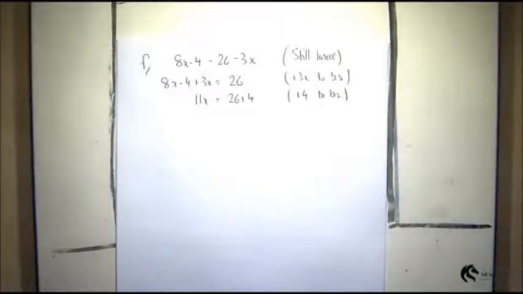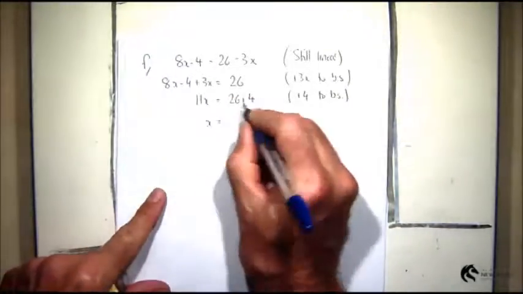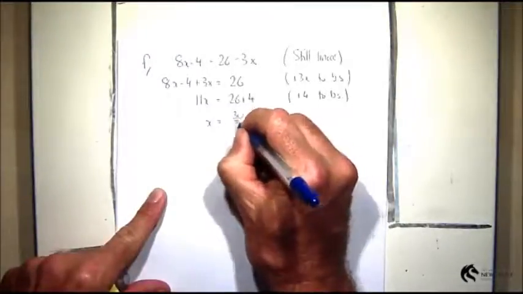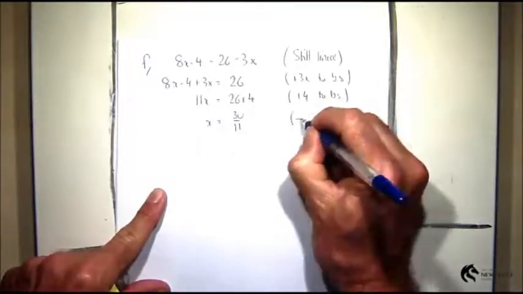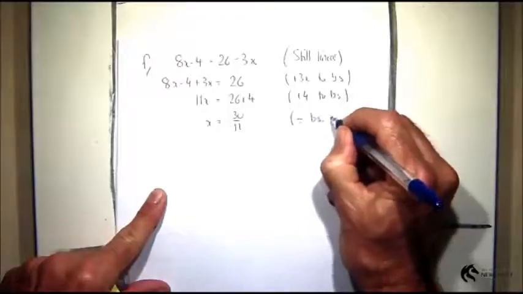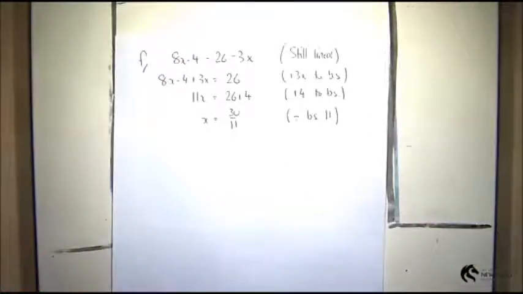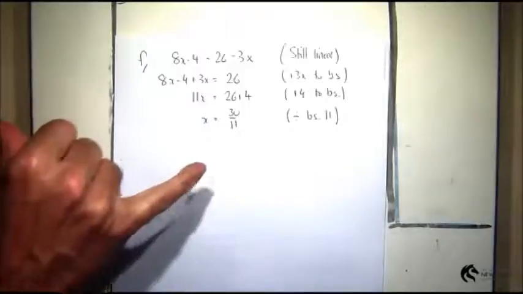I want x by itself, so I'm going to divide by 11. So x is going to be 26 plus 4 is 30, 30 divided by 11. Divide both sides by 11. And there's my solution, 30 on 11. The numbers don't have to be nice.